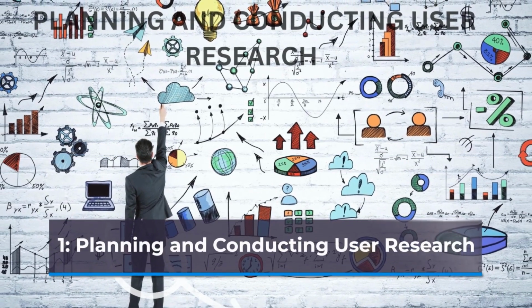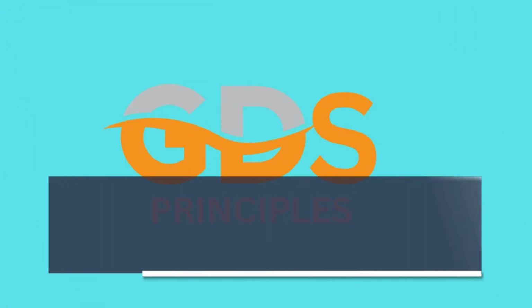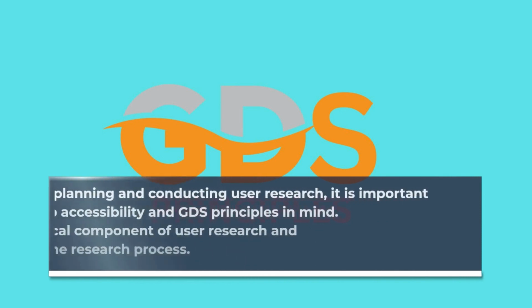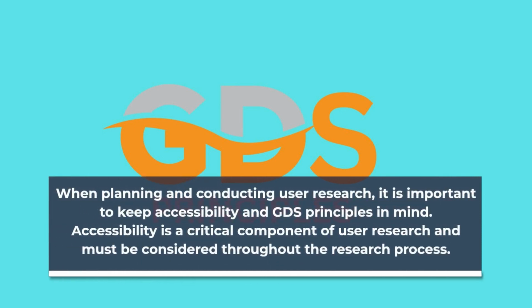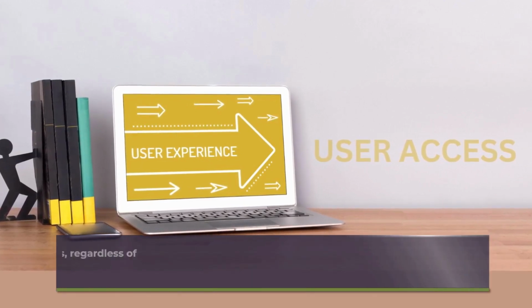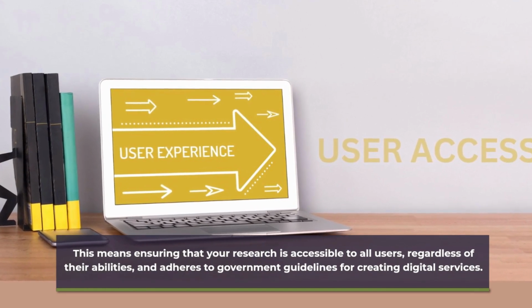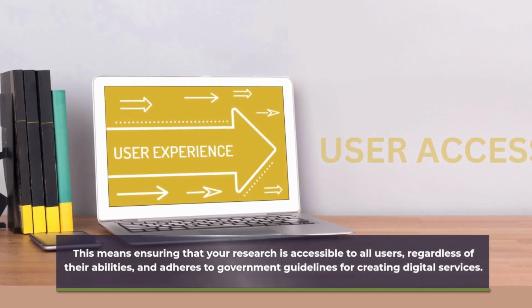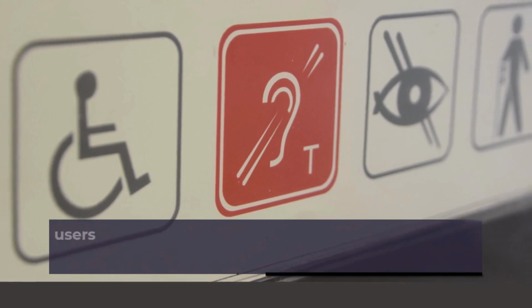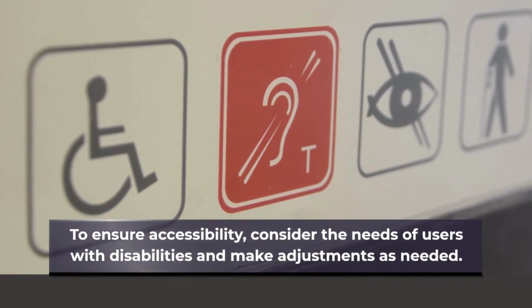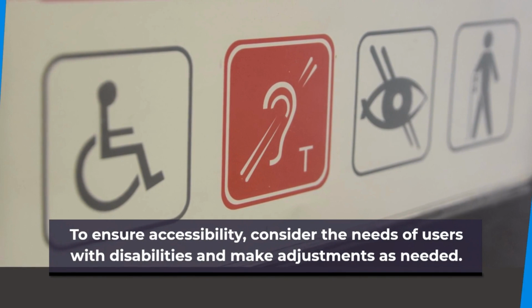1. Planning and conducting user research. When planning and conducting user research, it is important to keep accessibility and GDS principles in mind. Accessibility is a critical component of user research and must be considered throughout the research process. This means ensuring that your research is accessible to all users, regardless of their abilities, and adheres to government guidelines for creating digital services. To ensure accessibility, consider the needs of users with disabilities and make adjustments as needed.